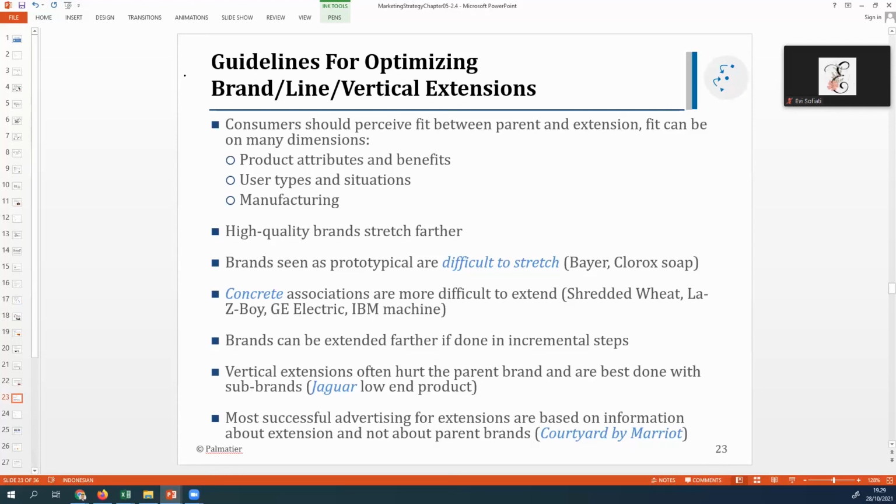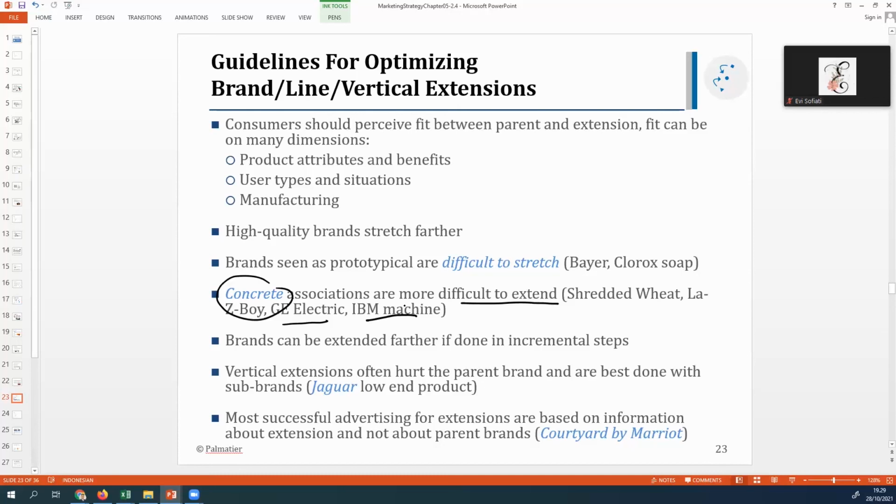First, I'd start with this: concrete associations are kind of difficult to extend. When you have GE Electric in place, IBM machine in place, it will be difficult if GE would like to do expansion to another category. Yeah, let's say GE would like to go into fashion. They cannot because it is electric. So that is making it difficult for GE to expand.